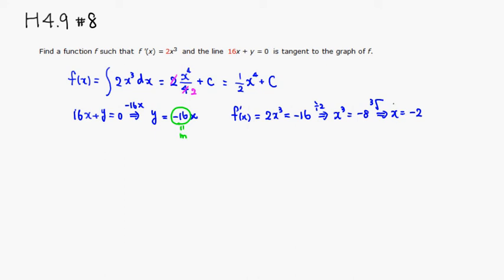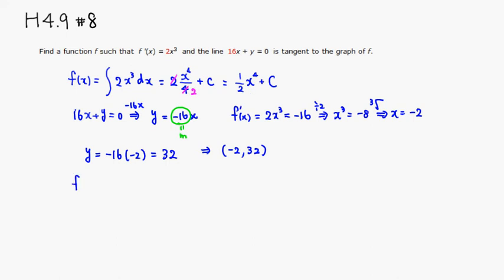So I'm going to plug this back into the equation over here. So y is equal to negative 16, and x came out to be negative 2. So this gives us 32. So we have a point of tangency, which is negative 2, comma 32. This is where the tangent line touches the graph of f. So we can use that to find c.